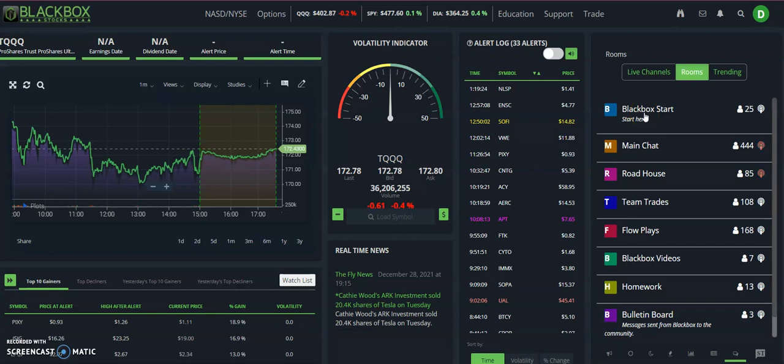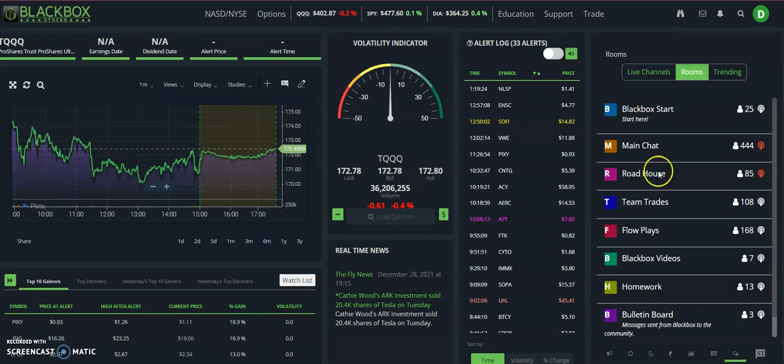The great thing about Black Box Stocks is you're not just getting a platform, but you're also getting a lot of education from veteran traders and other traders in the community who are very well versed in trading stocks and also options. And these guys trade 5 days a week from bell to bell. They're there answering questions, calling out flow, calling out news, market conditions, you name it, these guys are doing it.